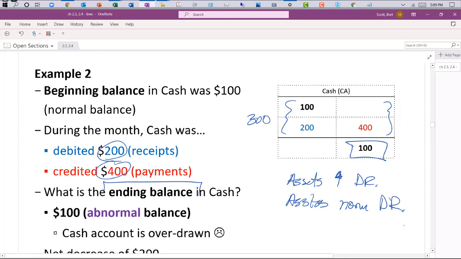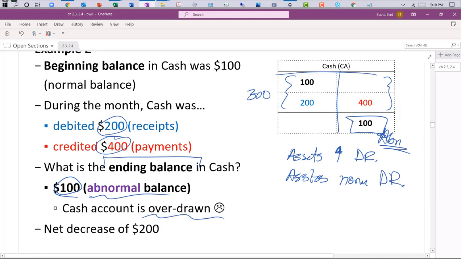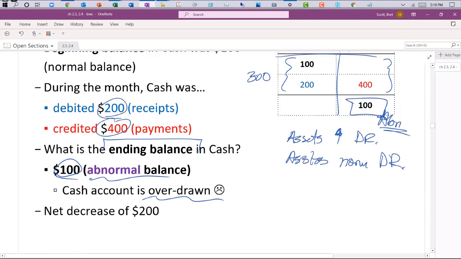Based on how we drew this T account out, this is an abnormal balance because it shows up on the right-hand side. $100 is the balance, but it is abnormal. In this particular case, we would interpret this by saying the cash account has been overdrawn. We took out too much money. Our bank is going to start to penalize us for this.